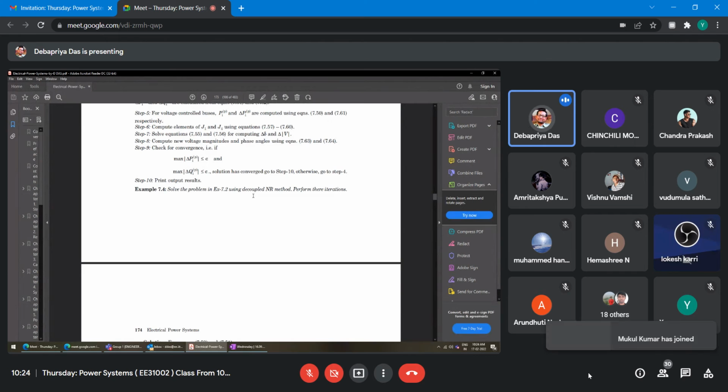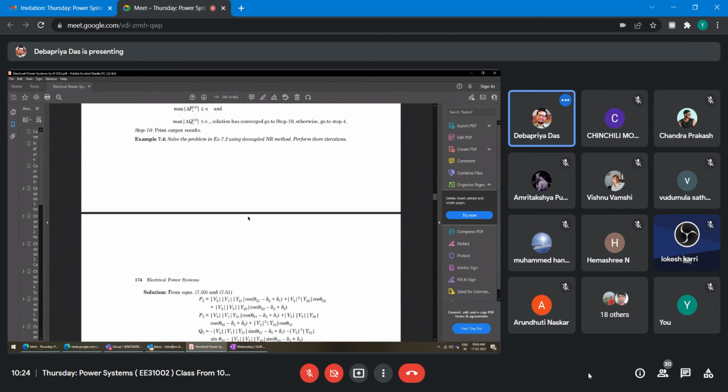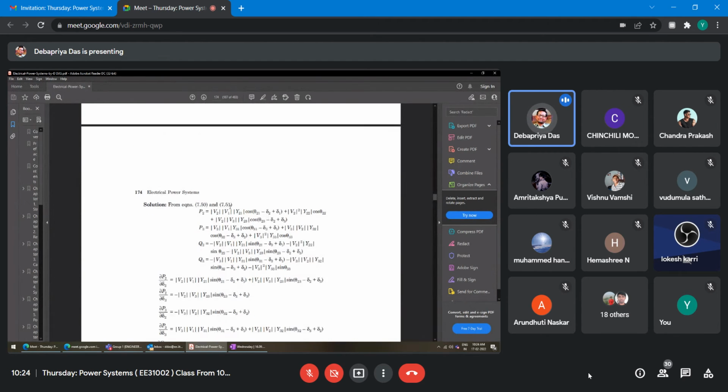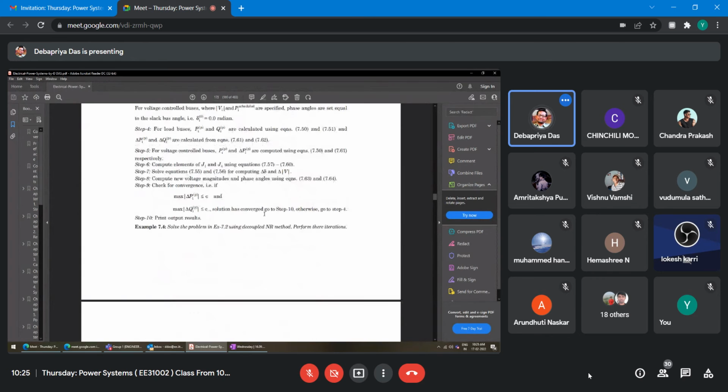Because there are 2 iterations in Gauss-Seidel and 2 iterations in Newton-Raphson method, both will be different, right? Because Newton-Raphson's convergence rate is much faster than Gauss-Seidel. I told you yesterday that it is quadratic, but proof will not be given, right? So from equation 50 and 51, same example, that is your example 7.2, using decoupled Newton-Raphson method, you have to solve and perform 3 iterations.